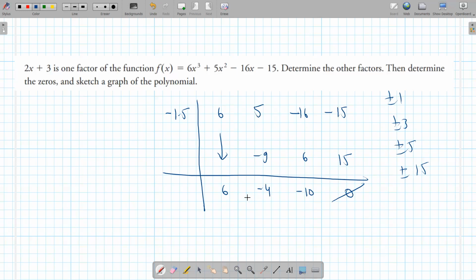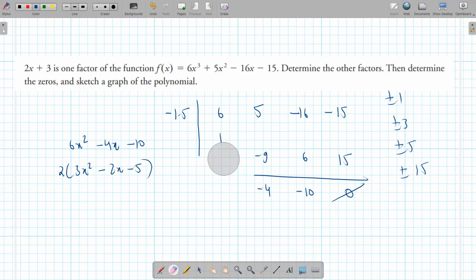4x squared minus 4x minus 10. Yeah, so 6x squared minus 4x minus 10, right? Yeah. We can take out a 2 from all of them. So taking out 2, you get 3x squared minus 2x minus 5, right?